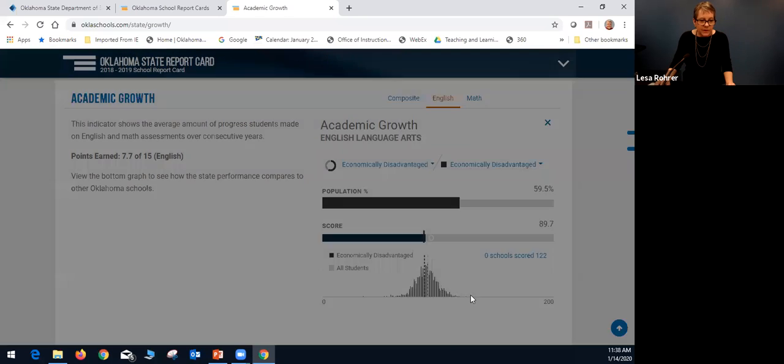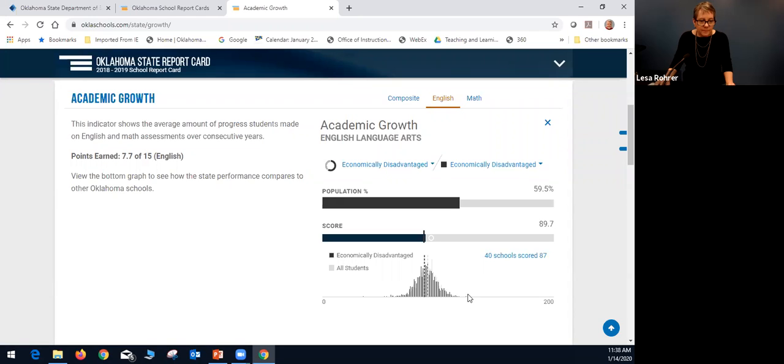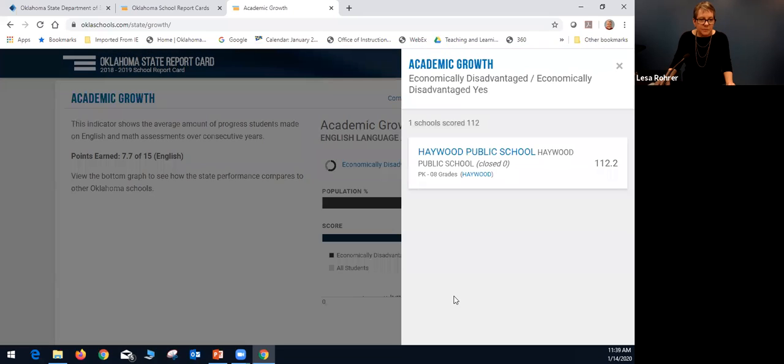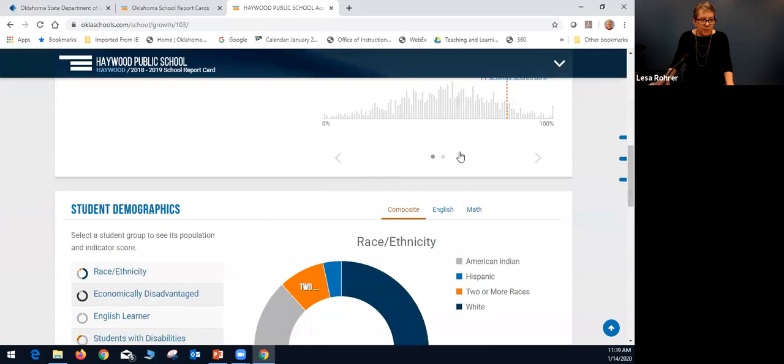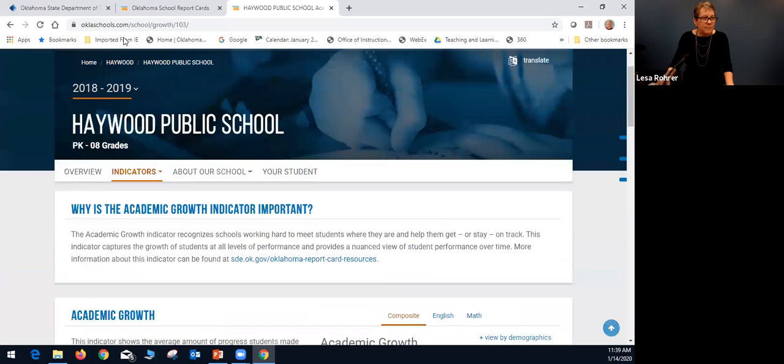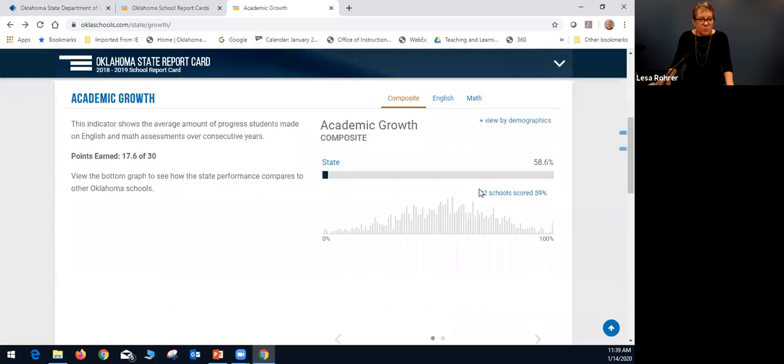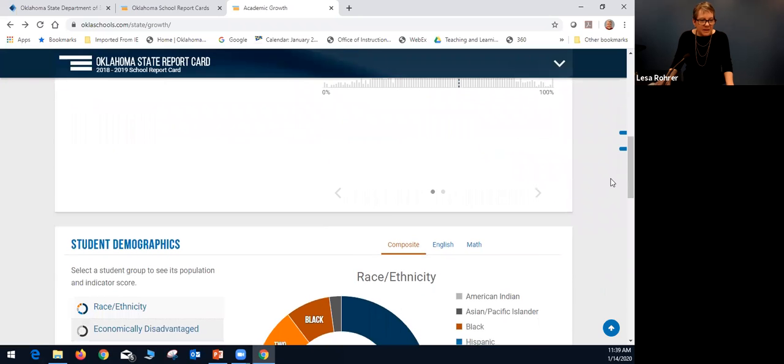Oh, no schools found. So let's try this one. So we have one school that scored 112.2. So they're doing pretty well with this group of students. If I want to know more about them, I can then click into their report card, and then I can look at their demographics and think, are they like me? And that might help me to find out what's working across the state.